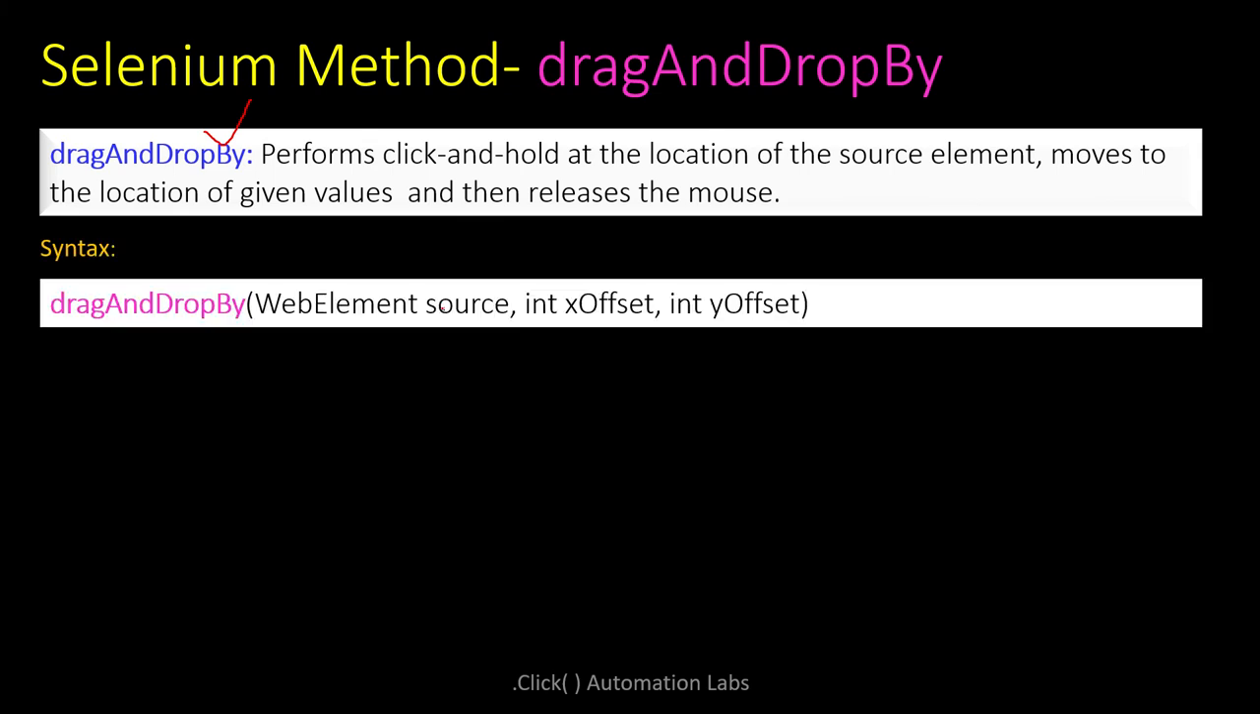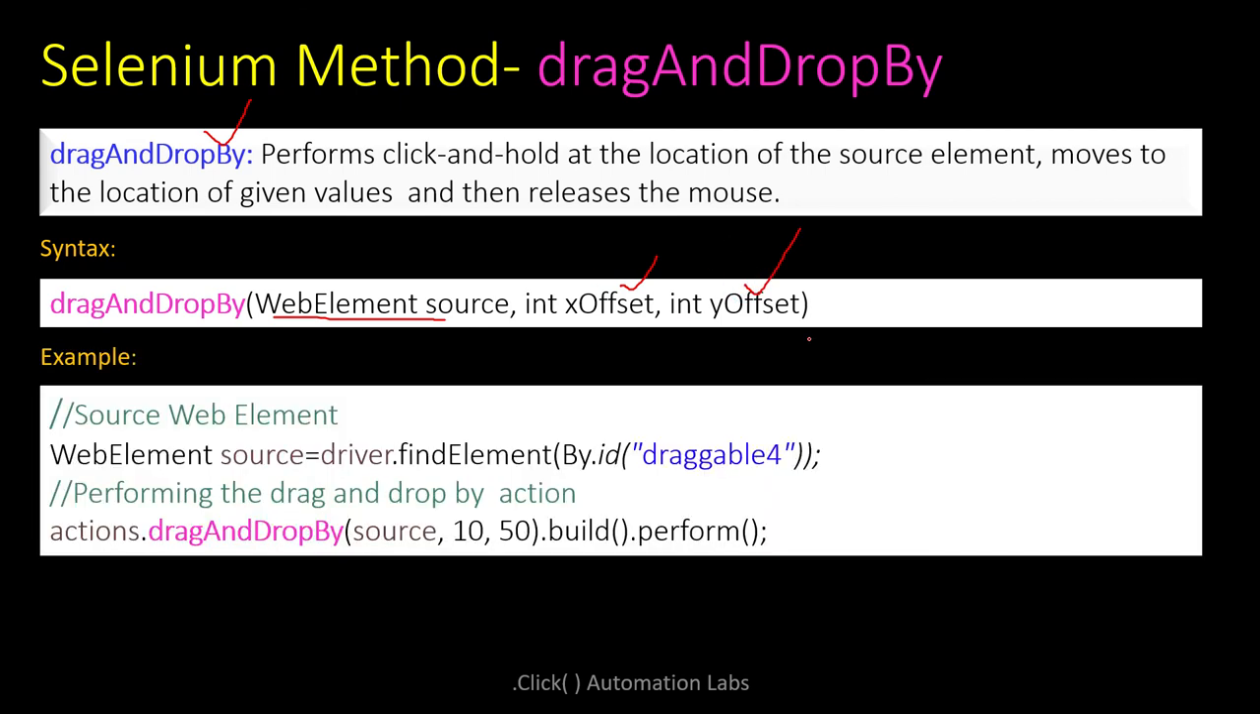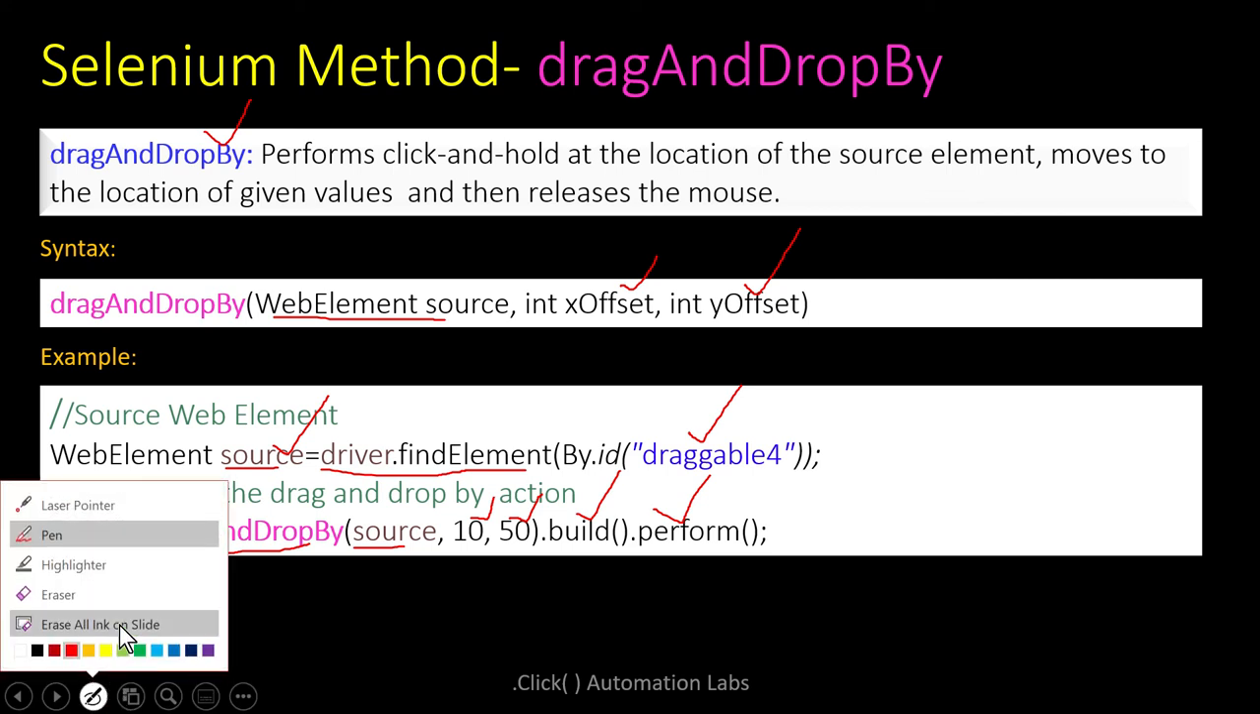Okay, so the syntax is drag and drop by web element, and the source is which element you wanted to drag and drop, and x offset, y offset means x coordinate and y coordinate. That's the screen coordinates. So look at this example. I declared one source web element using driver dot find element by.id using draggable for. This is my source element, and I'm using drag and drop by, and this web element I'm dragging and dropping at 10 and 50 coordinates and executing this action using dot build and dot perform. So this is about working with drag and drop by.